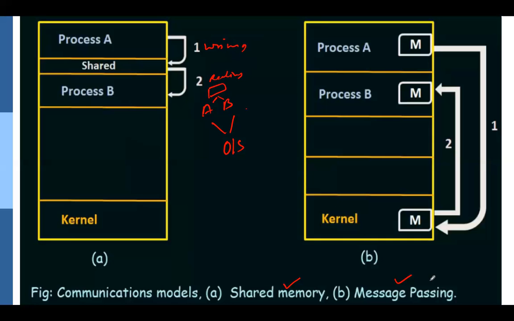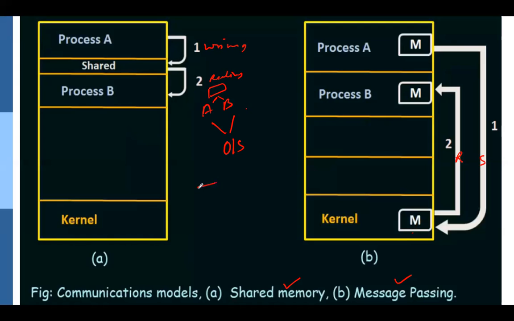Now let's talk about message passing. What will happen in message passing? The address space of A and the address space of B are not overlapped, right? They are exclusive to each other. If A has a message, that message will be sent to the kernel, and from the kernel, B will read the message. So here it will send the message and it will receive the message. The sender will send the message to the kernel itself, and from the kernel, process B is going to take that particular message.